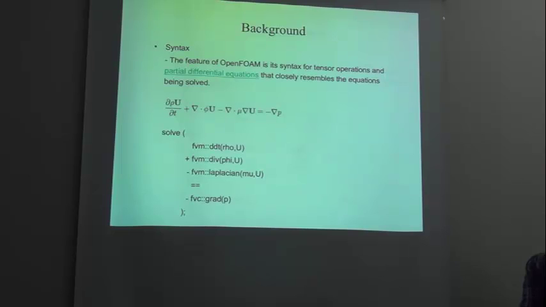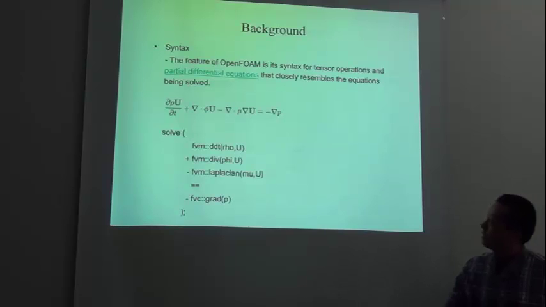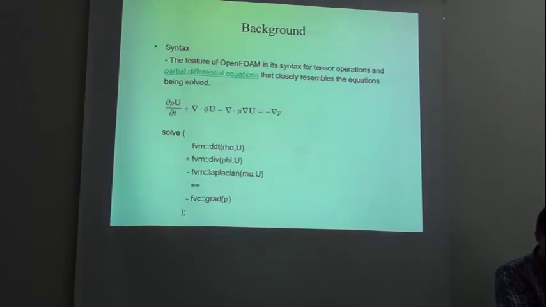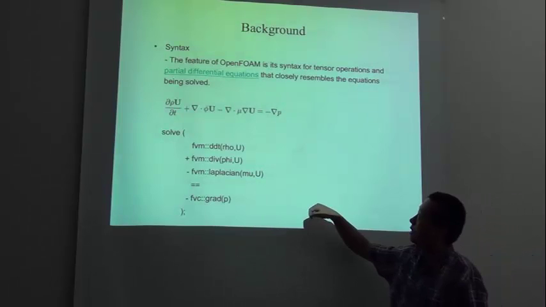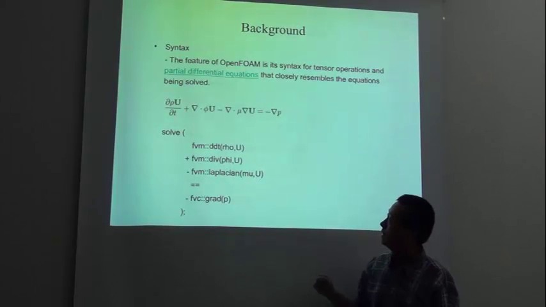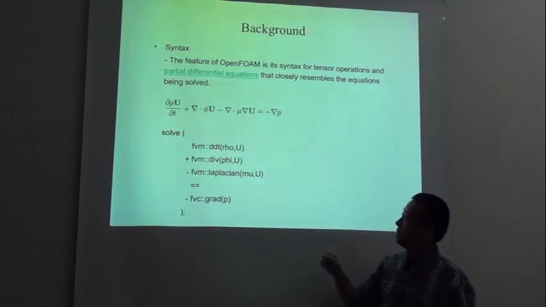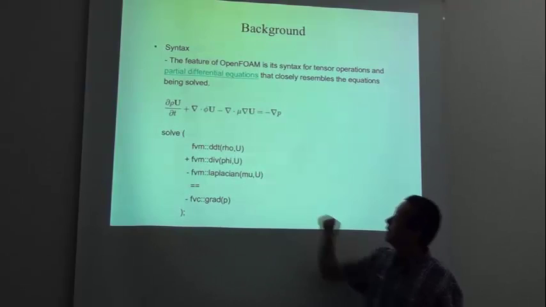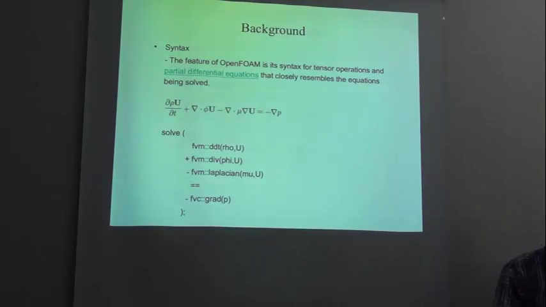So the background is what OpenFOAM solves. The syntax is like this. For example, you have a partial differential equation like this. This one we know is the momentum equation. And for this equation, how to solve it? If you use OpenFOAM, this will solve this equation, and we can see it directly translates from the original equation to the discrete equation, and ddt is for the time derivative. This is matched.